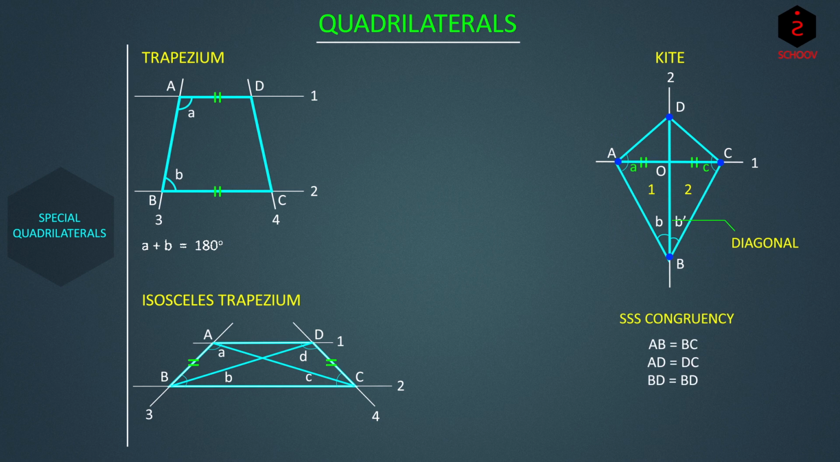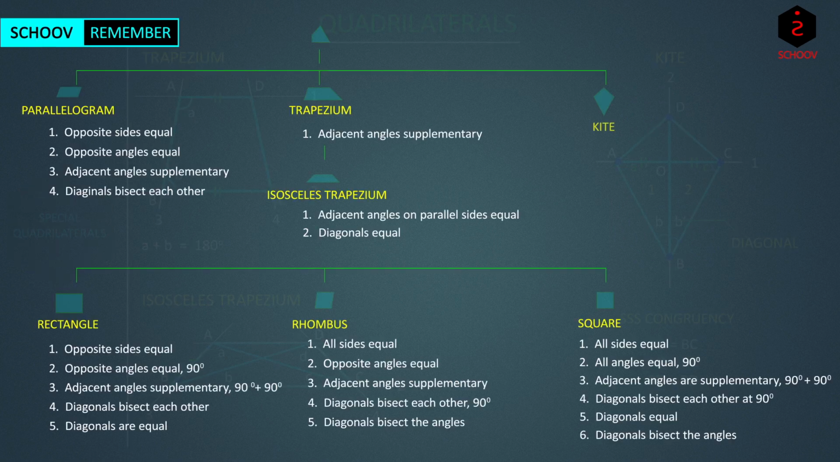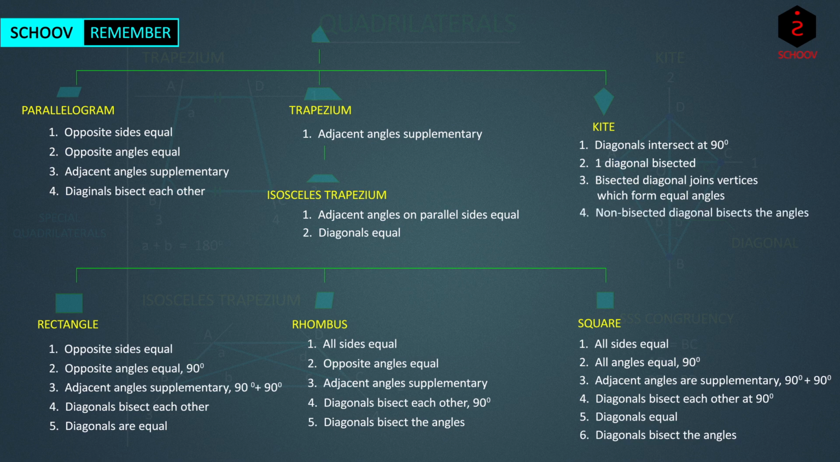Now let us see what the properties are. In a kite, diagonals intersect at 90 degrees. One diagonal is bisected. The bisected diagonal joins vertices which form equal angles. Non-bisected diagonal bisects the angles. It also divides the kite in two congruent triangles. Now here you can see all about quadrilaterals on one screen.